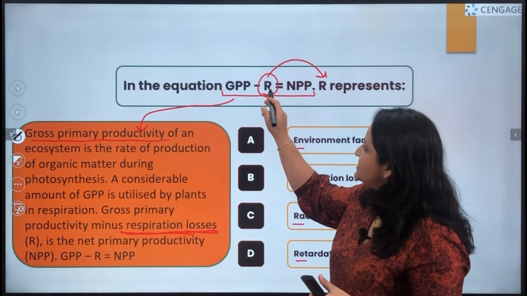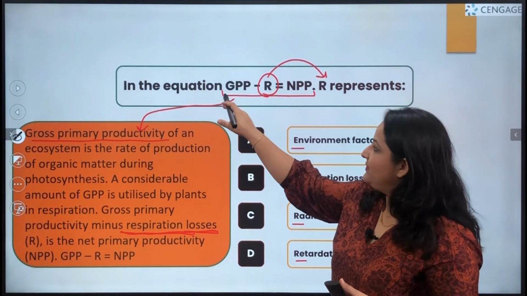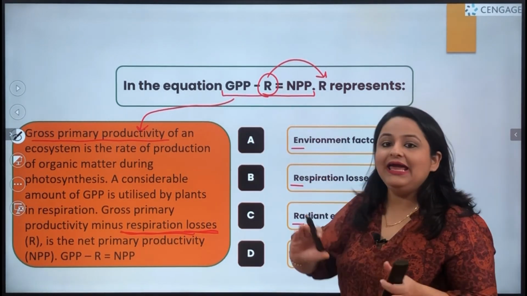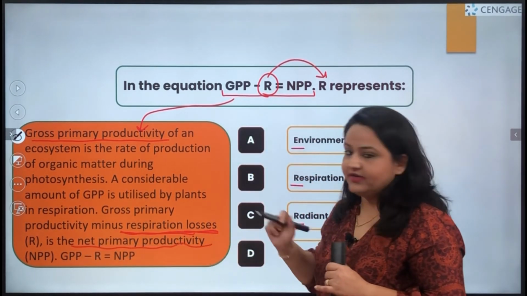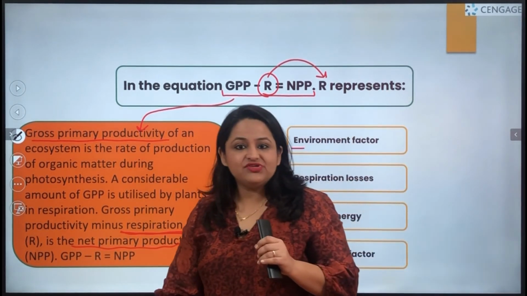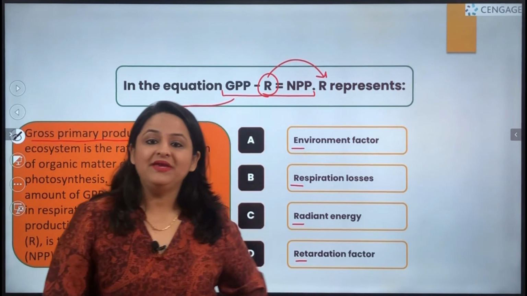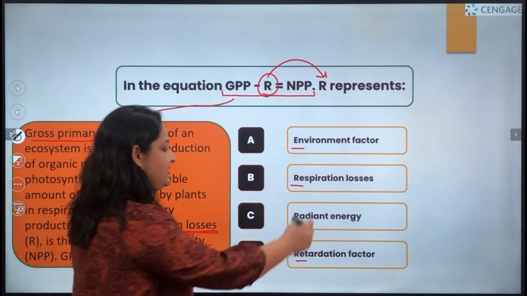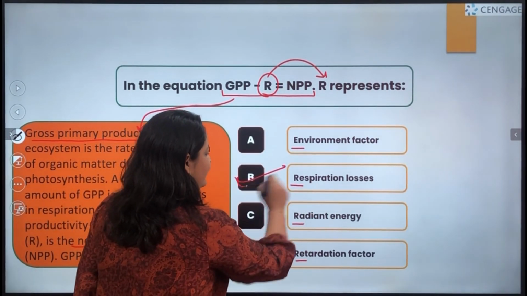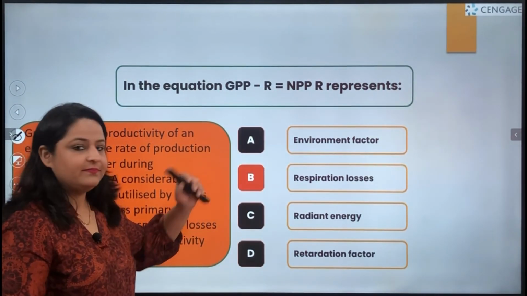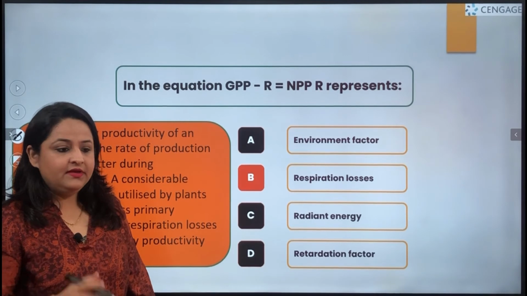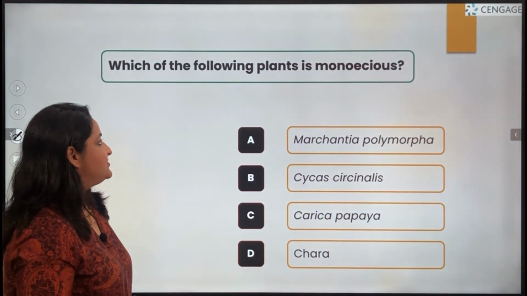And when we subtract the respiratory losses from the GPP, we get the NPP, which refers to the net primary productivity. So in this particular question, they have asked what R means. R simply means the respiratory losses. So the answer to this question will be B, very clearly. Now let's talk about another question.